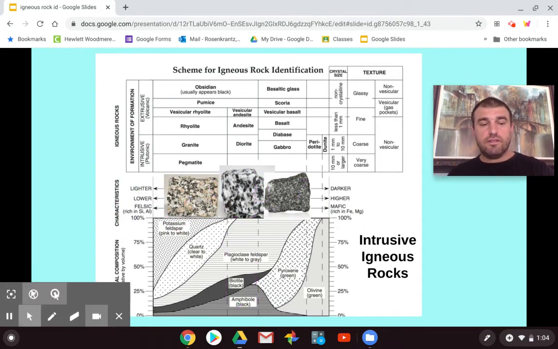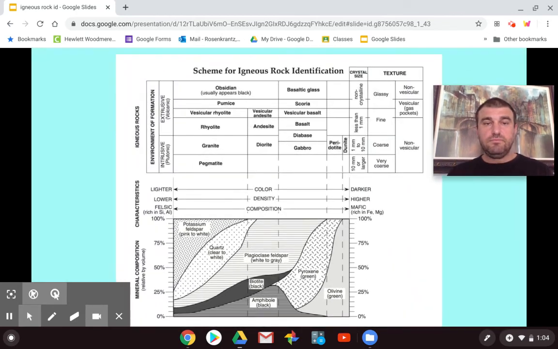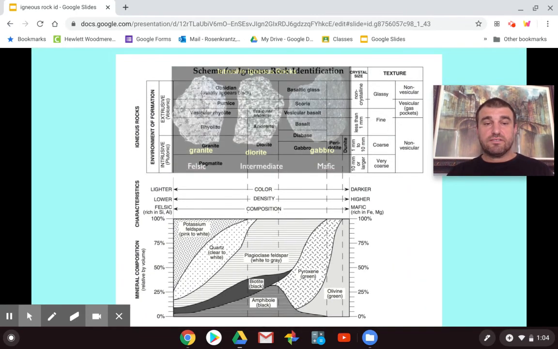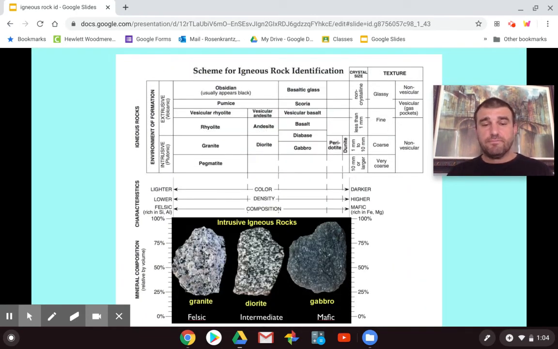All right. Next is going to be extrusive rocks. Oh, no, sorry. Same picture. So granite to diorite to gabbro. Just another way of looking at the same thing I just gave you.